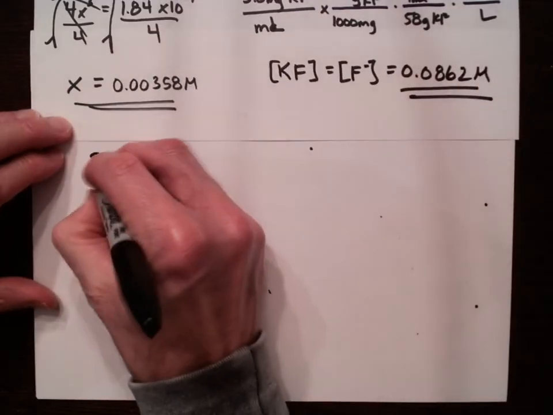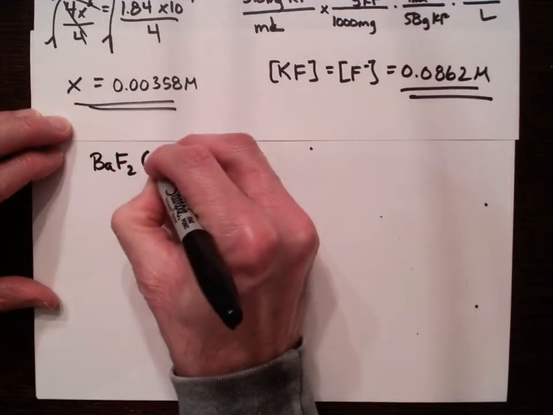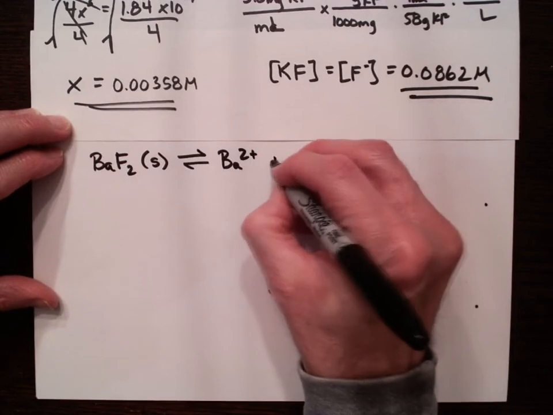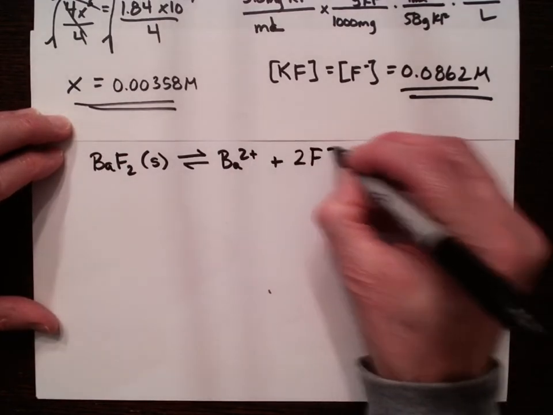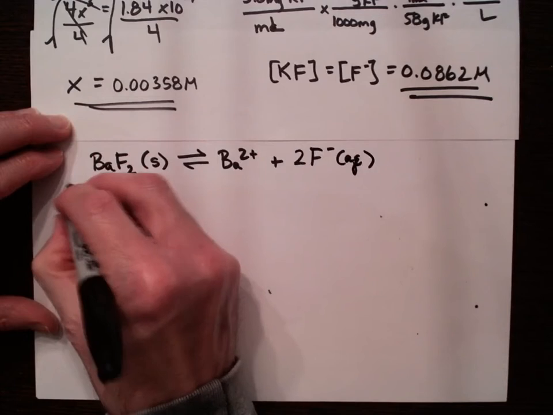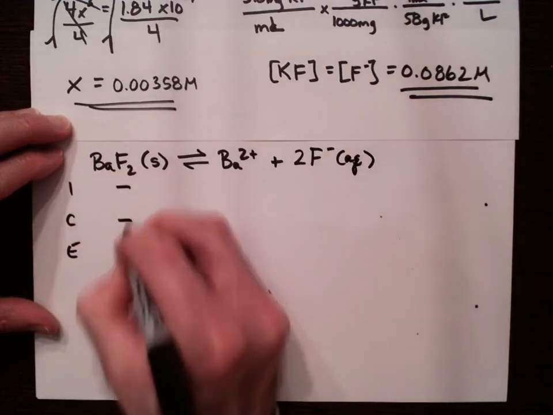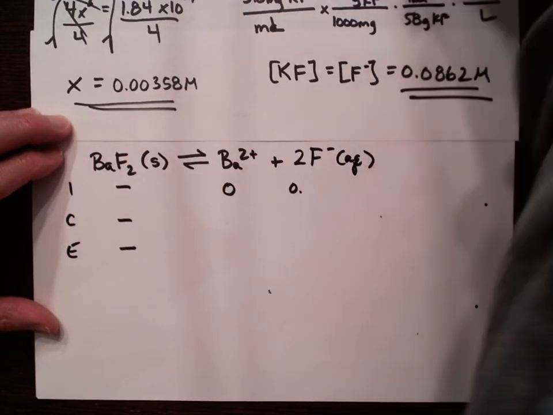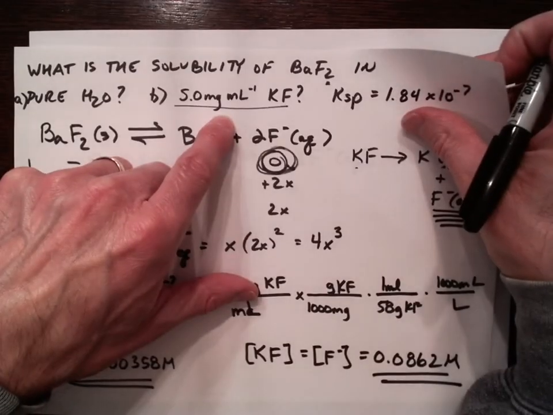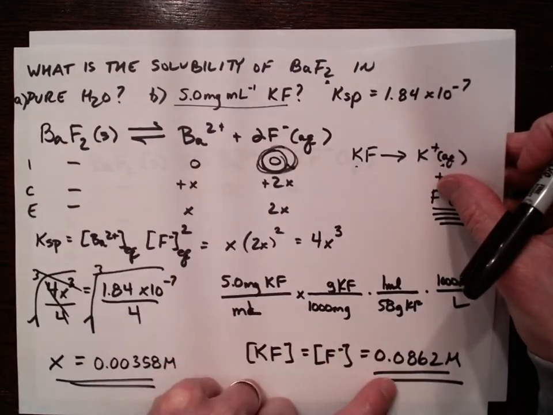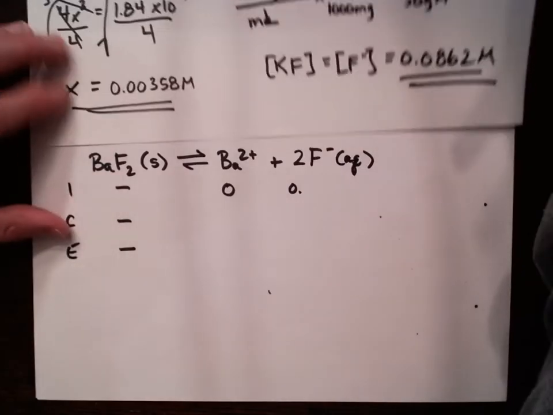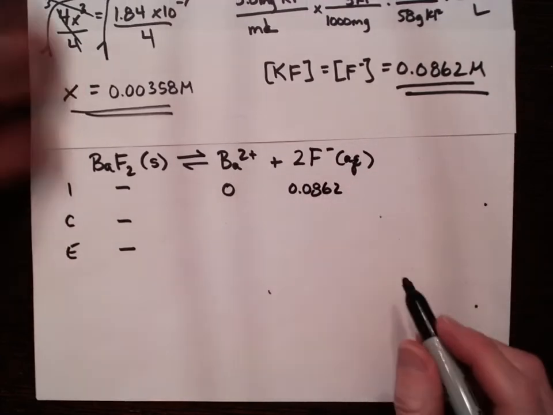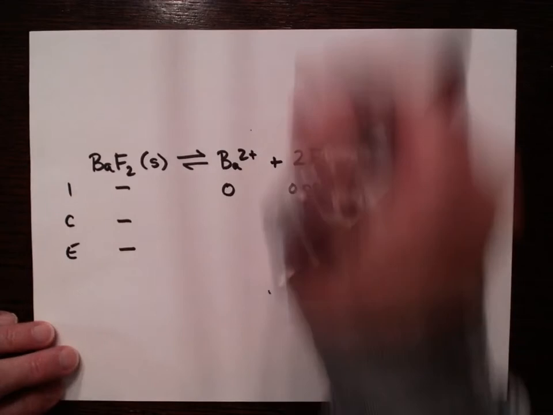So I'm going to write my barium fluoride solid. That's going to dissociate a little bit into barium ion and 2 fluoride ions. Initial, change, equilibrium. Don't worry about the solid. No barium to start with, but we just found in 5 milligrams per liter potassium fluoride, there's going to be 0.0862 molar fluoride ion present. So we've got to include that. Okay. Let's write Ksp here.